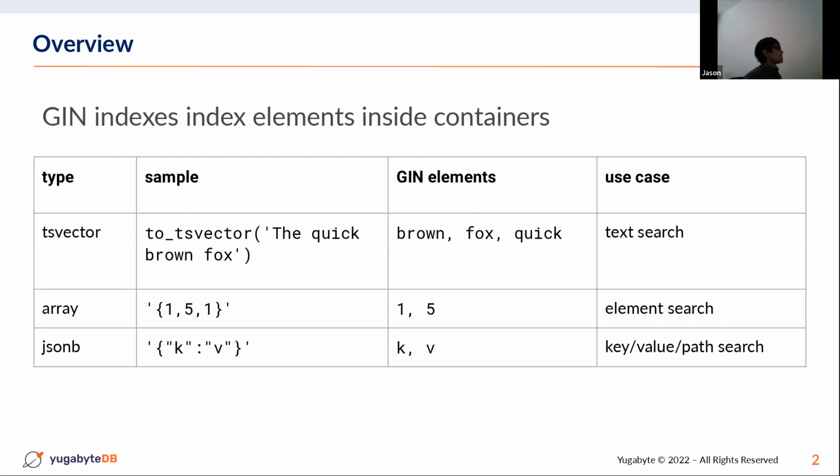Yeah, the TS vector has tokens and also a couple of other features on top of it, but for our purposes, we're concerned with the individual tokens. Got it. And JSONB is the document data type in PostgreSQL, for those of you who are not aware. Yeah, all right. Keep going.